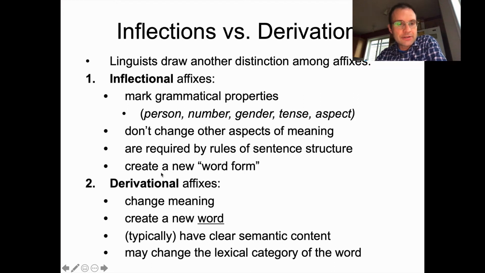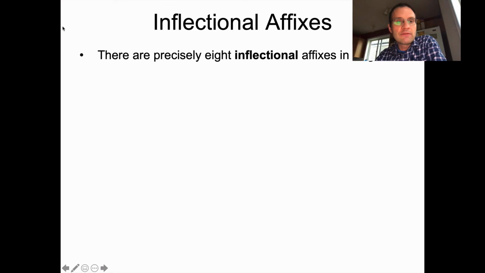Yeah, so inflections versus derivational affixes, and I will give you examples of the inflectional affixes in English. Luckily for us, there are only 8 inflectional affixes we have to worry about in English. There are other languages out there which have far more than 8.